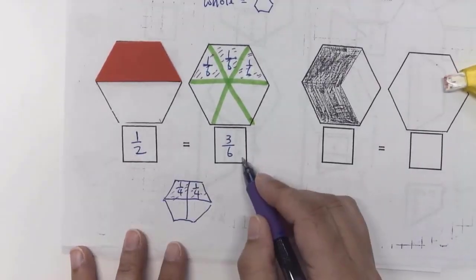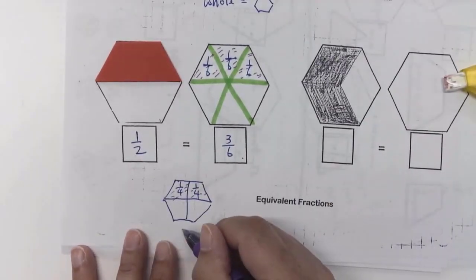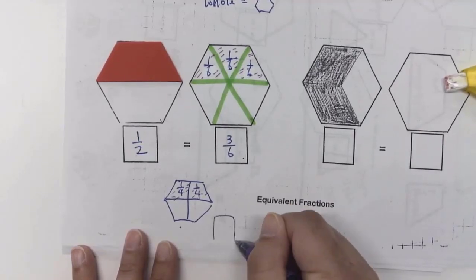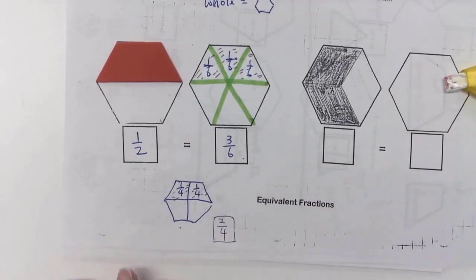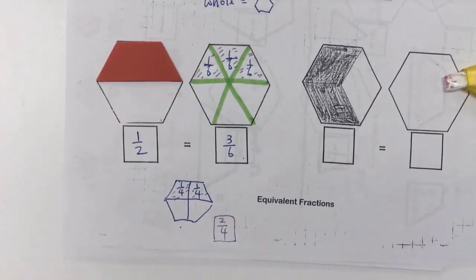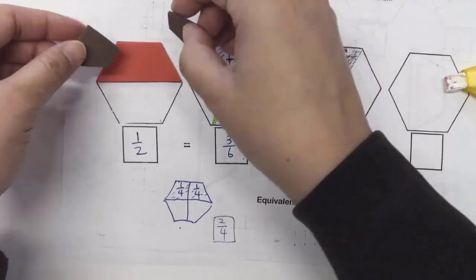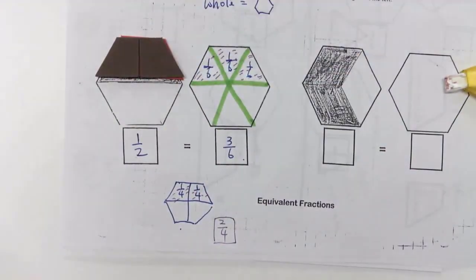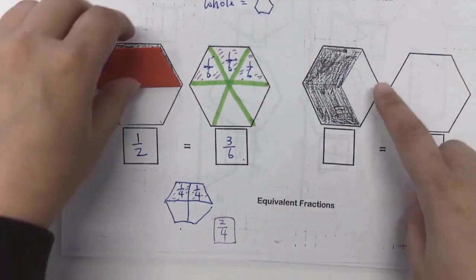So 1/2 is the same as 3/6. It's also the same as 2/4. Are we okay? Because they cover the same area, right? If we use a red one, and then if we use the others, like this, they cover the same area, so that's the same equivalent fraction.